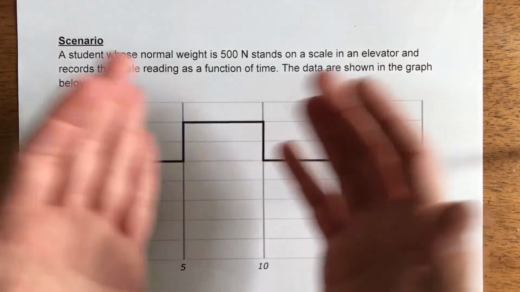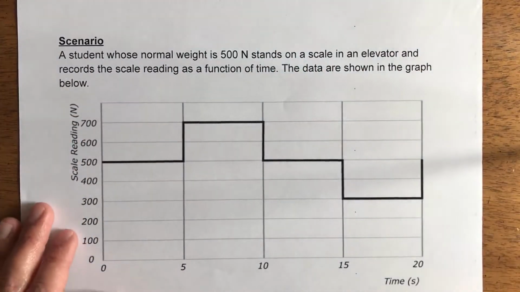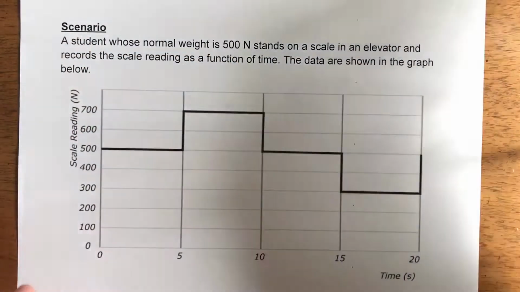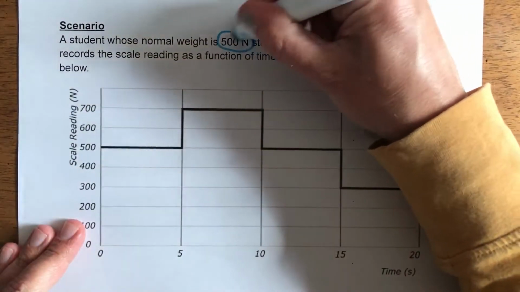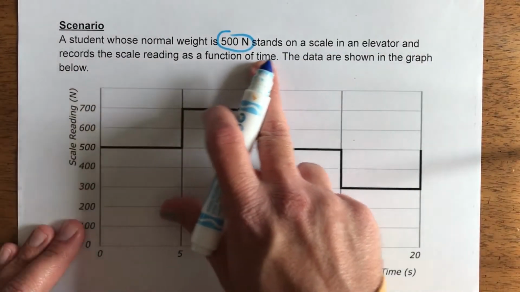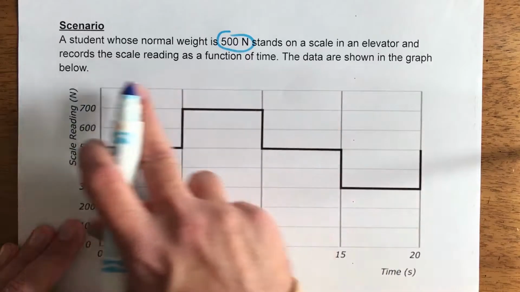Hey everybody, this is 11E, motion in an elevator. So it says the scenario is a student whose normal weight is 500 newtons, stands on a scale in an elevator and records the scale reading as a function of time. The data are shown in the graph below.